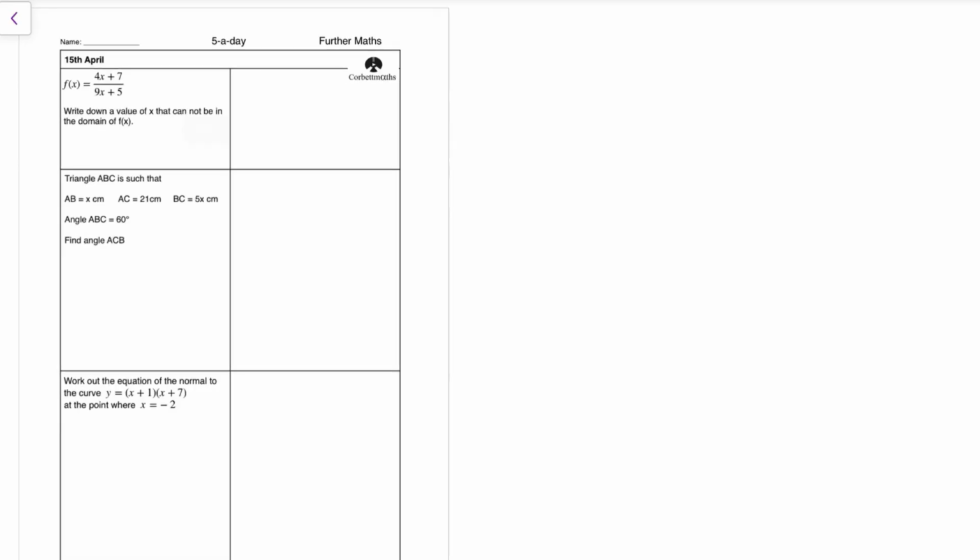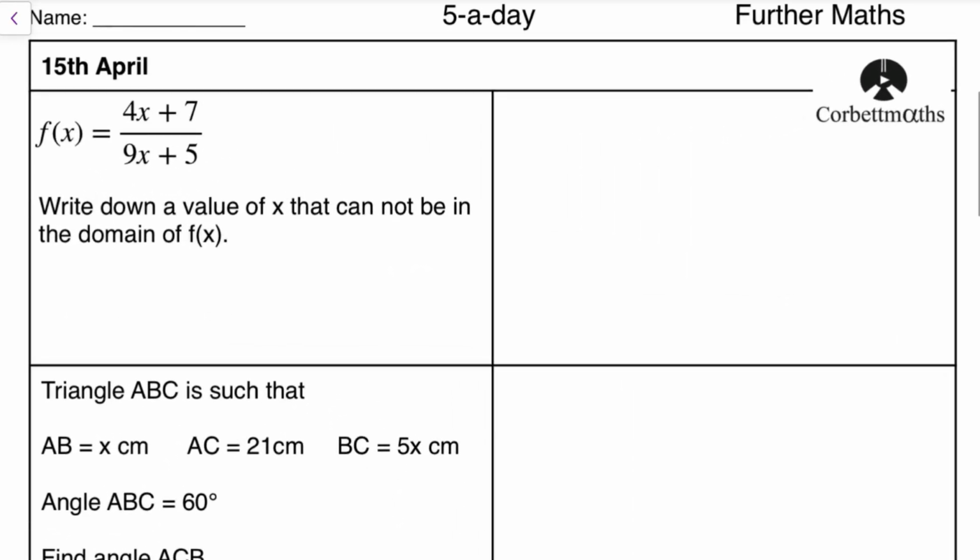And welcome back, and it is the 15th of April, Further Maths 5 a day, and let's just go straight to the first one. Right, what do we have? So function equals something, write down the value.